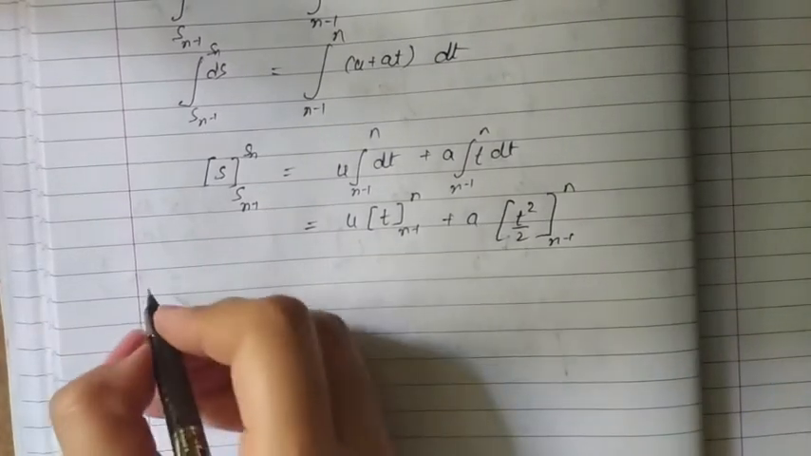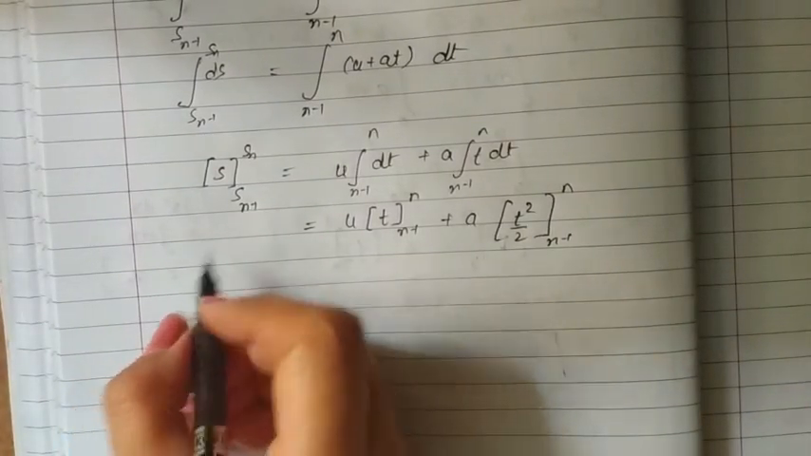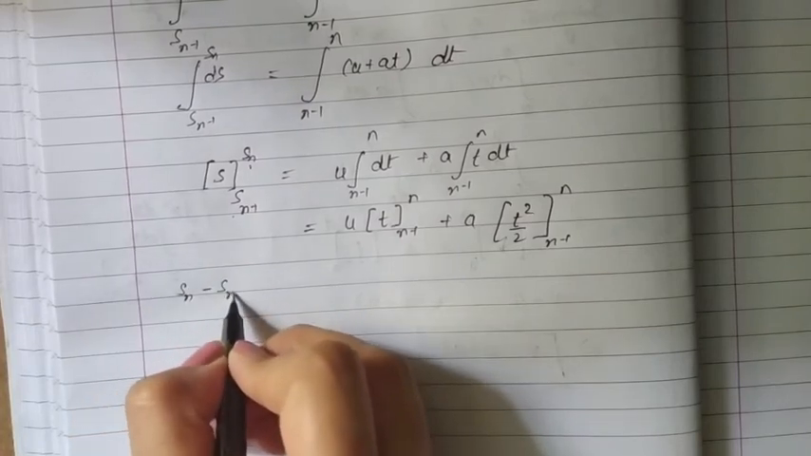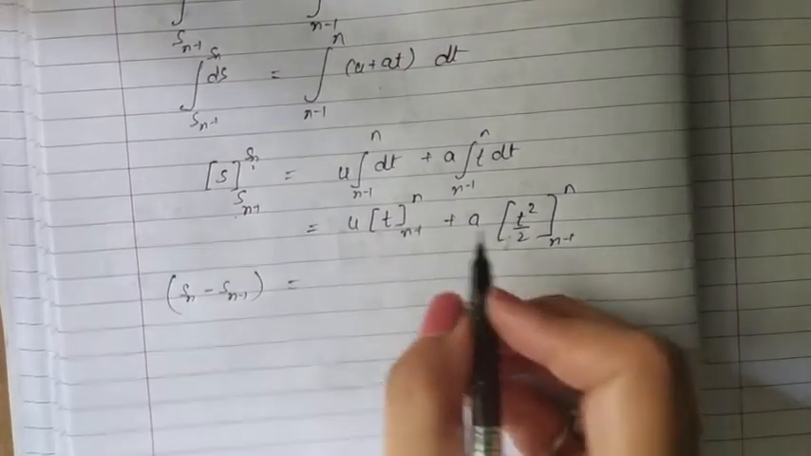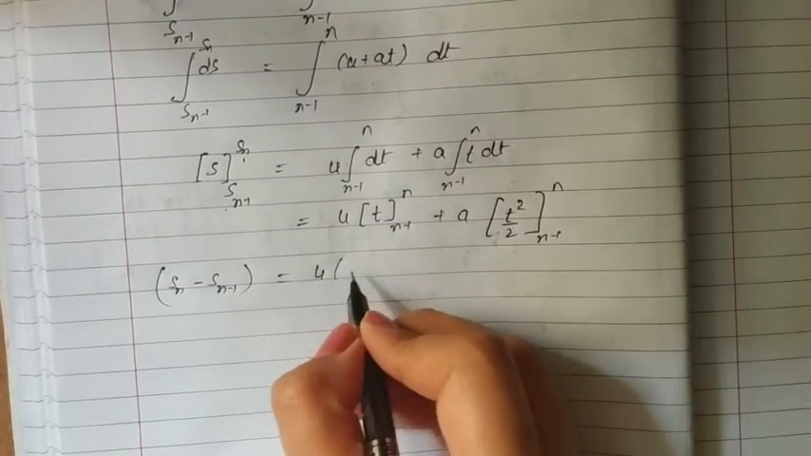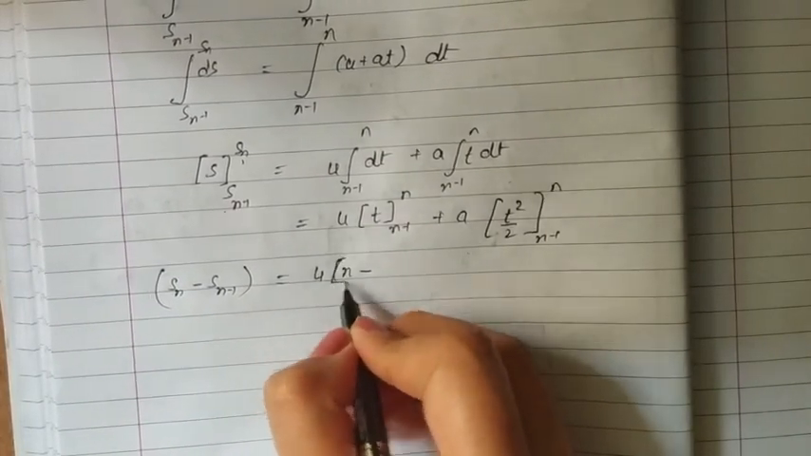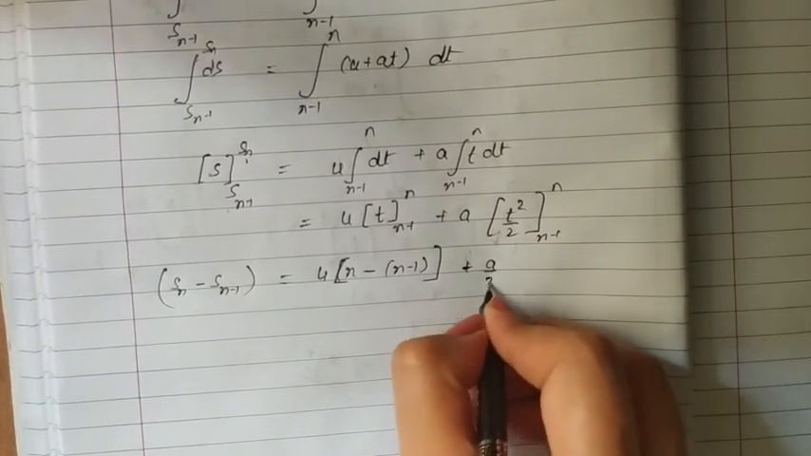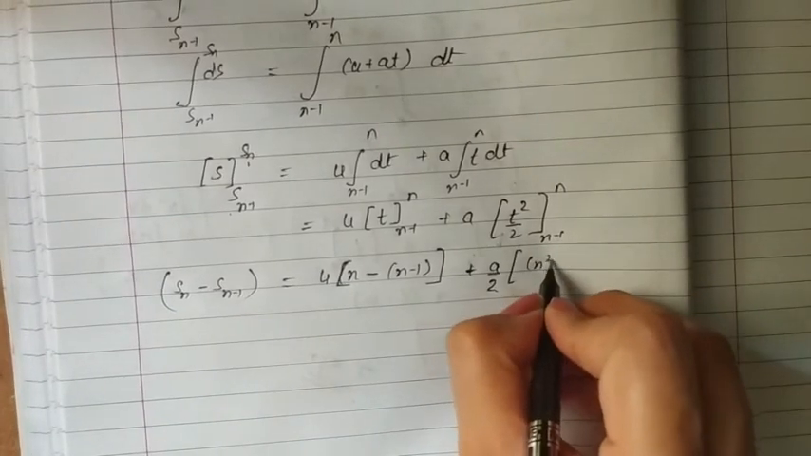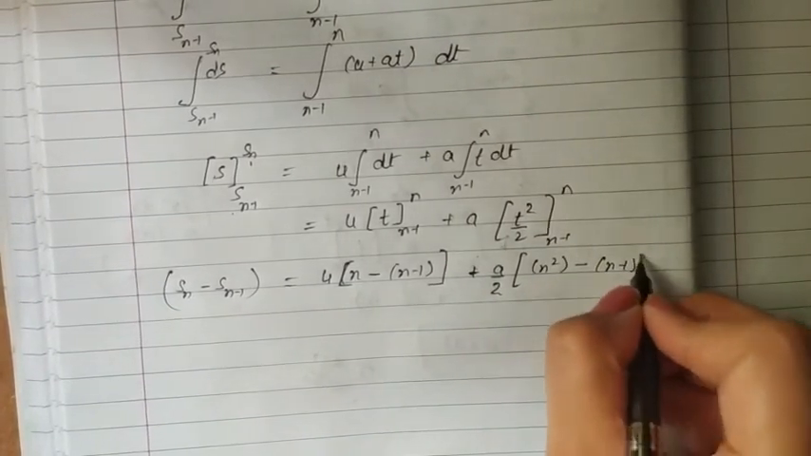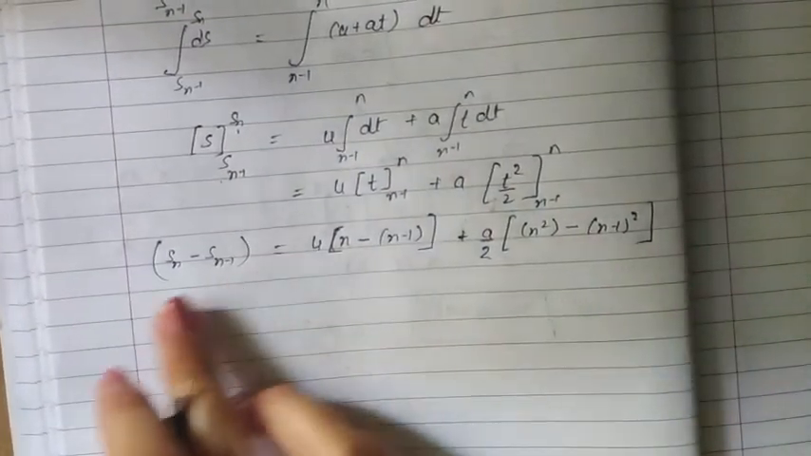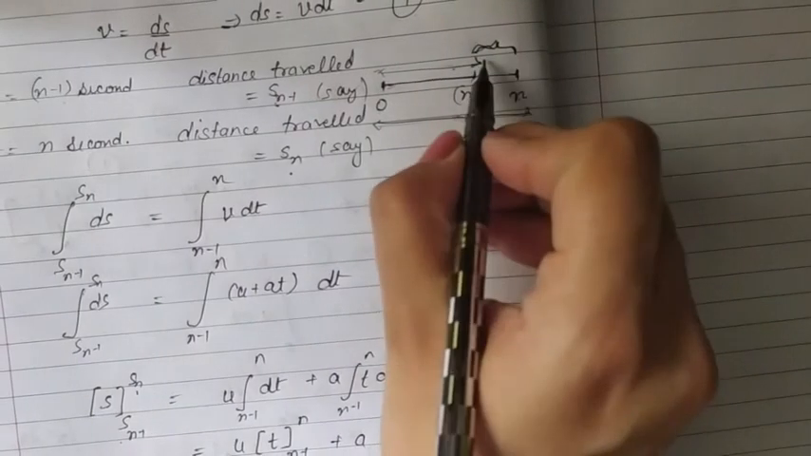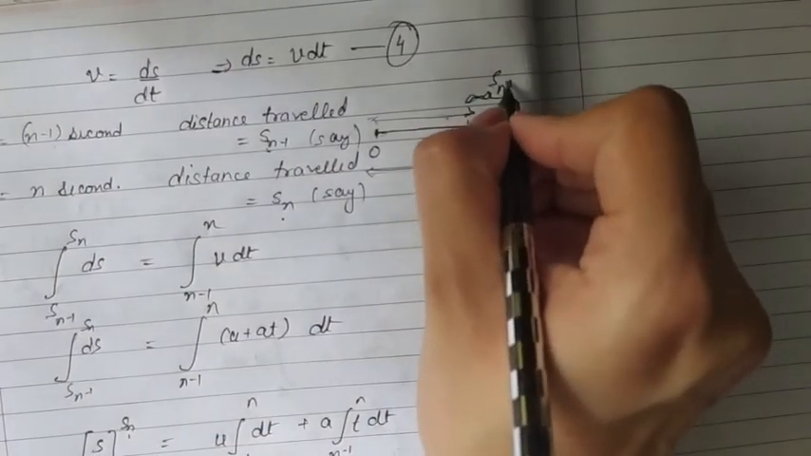On applying limits we get, हमें लगाना कैसे है, upper limit minus lower limit. That means Sn minus Sn minus 1 is equal to u times n minus n minus 1 plus a by 2 times n square minus n minus 1 whole square. Now we have to solve this. Sn minus Sn minus 1 represents the gap between the two values. So this is Snth distance.